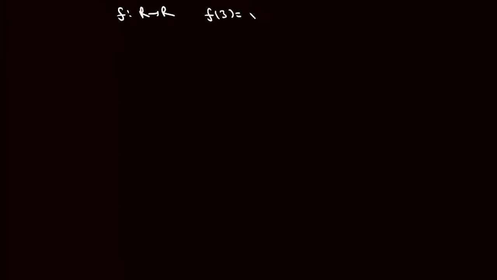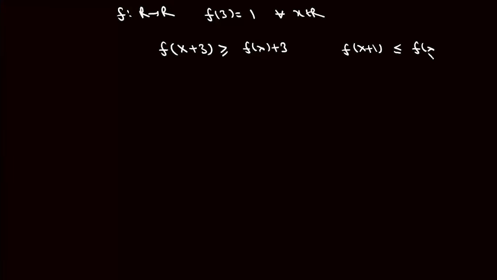Now the question is: let f be a function defined on R to R such that f(3) is 1, f(x+3) is greater than or equal to f(x) + 3, and f(x+1) is less than or equal to f(x) + 1, and let's put g(x) as f(x) − x + 1.